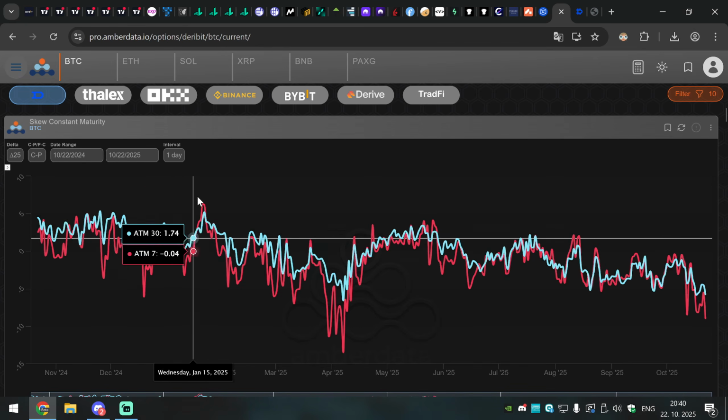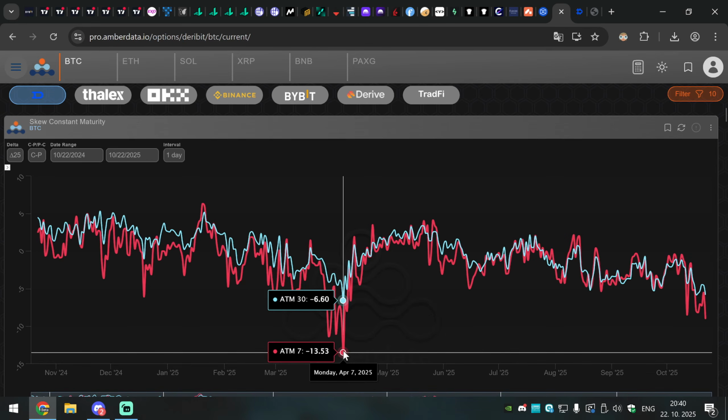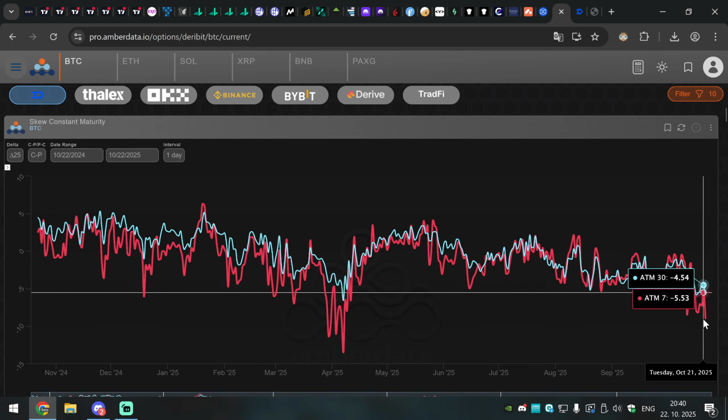Market already found stability and it was bouncing, like the most extreme levels we were getting during tariffs in April. So we were around -10. So you see how big fear right now is in the market.